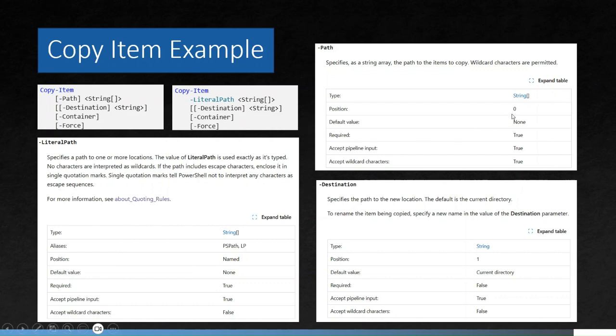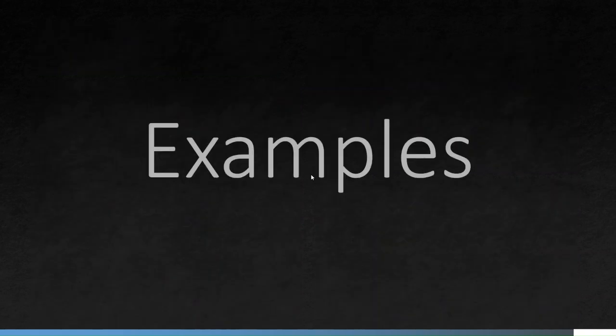So if we were to do this on its own, not specifying anything, it's first going to say, okay, this first position, the 0 position, is the path, and the 1 position is the destination. If you're wanting to use this literal path, it has to be named. You have to specifically call it out. And we will take a look at this as we go through some examples. So without further ado, let's go ahead and see this in practice.